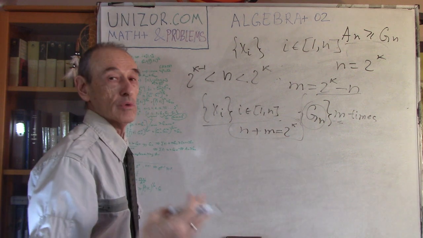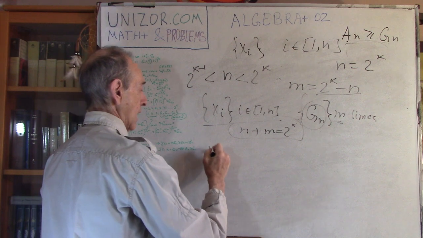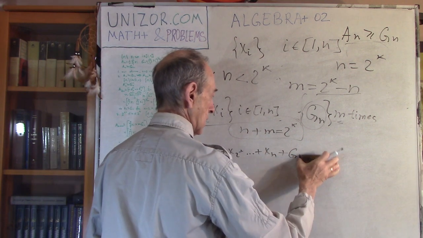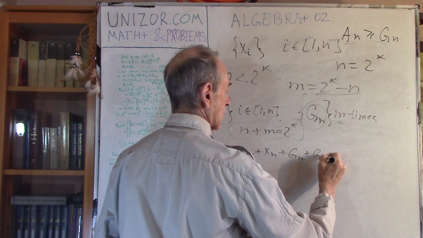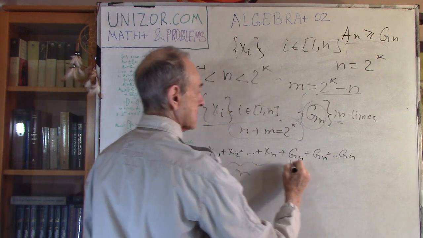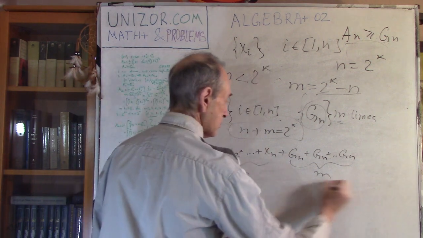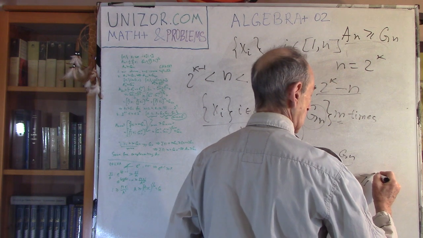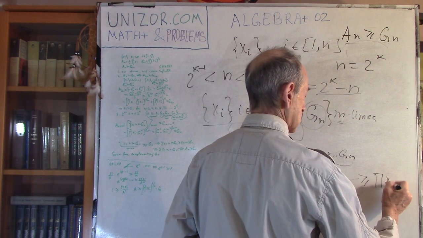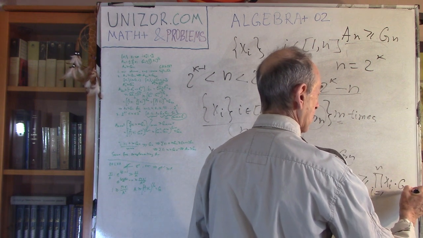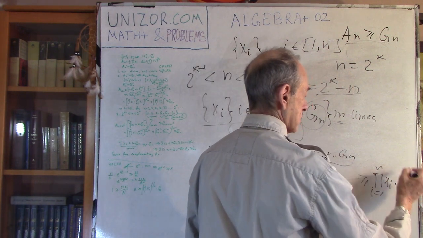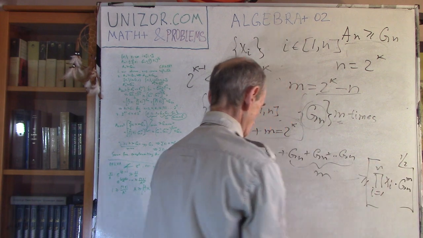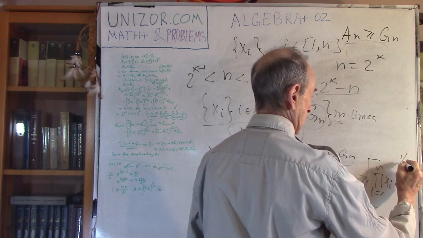So for 2 to the power of k, I know that everything is true, which means that x1 plus x2 plus etc. plus xn, that's my sum, plus gn plus gn plus etc. gn. So these are n elements and these are m elements. I know that their arithmetic average is greater than or equal to their geometric average, which is the product of all of them: the product of xi, i from 1 to n, times the product of all my gn, m of them, so it's to the power of m, and then to the power 1 over m plus n, right?